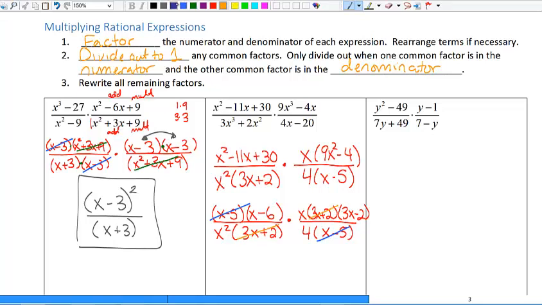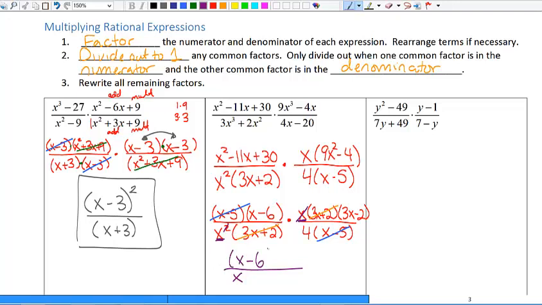I also see, which is a little tricky at times, that there is an x here and an x squared here. Remember, x squared just means 2 copies of x. So if I have 1 copy of x on the top and 2 copies of x in the bottom, once I divide out, I should have 1 copy of x left in the bottom. I think that's it. Well, that's all I can see anyway.